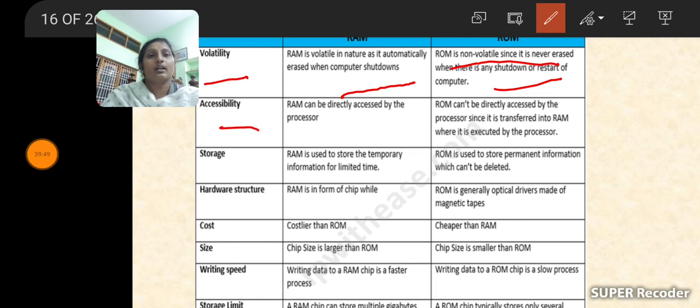Coming to accessibility, RAM can be directly accessed by the processor, means the user. But ROM cannot be accessed directly by the processor. It can be accessed by the manufacturer.